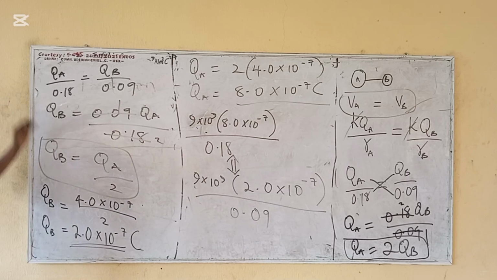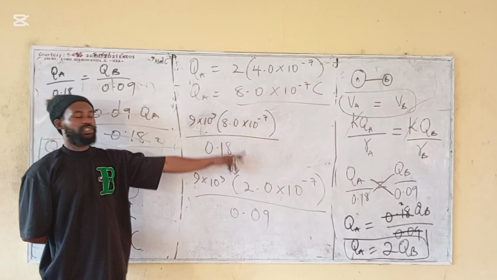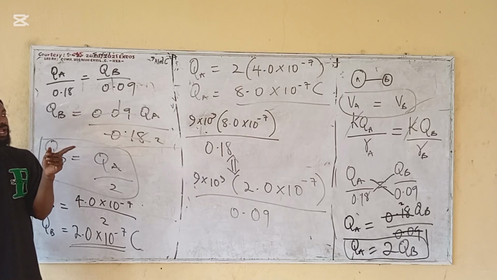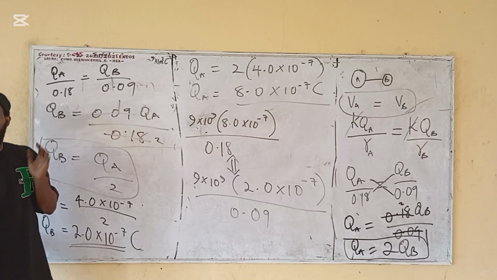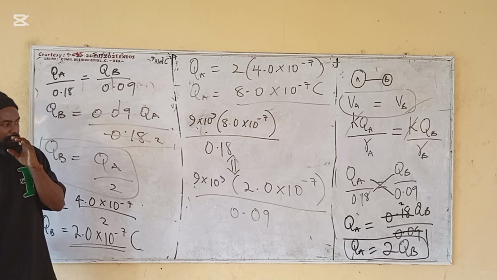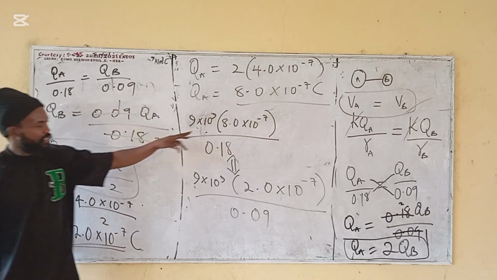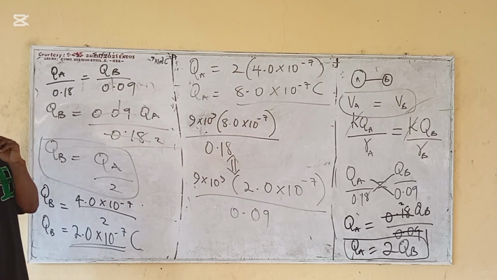Okay, see here. Notice we use their final charges, right? We use their final charges to check this. And you know that these final charges are when the wire was connected. Let's now use the initial charges. Since the charges are equal, this is QB and this is QA.